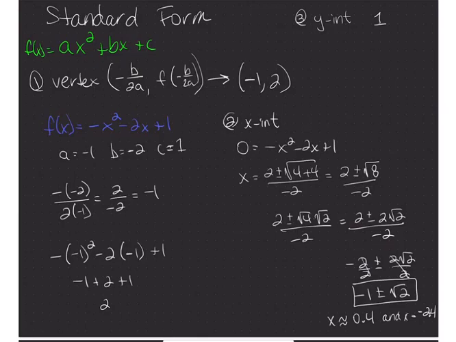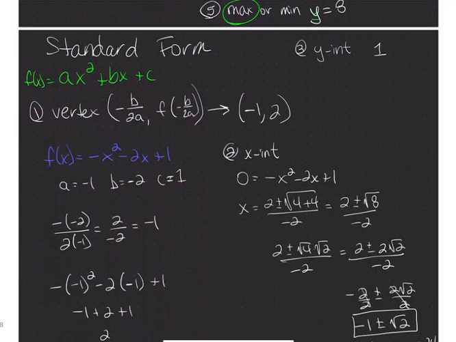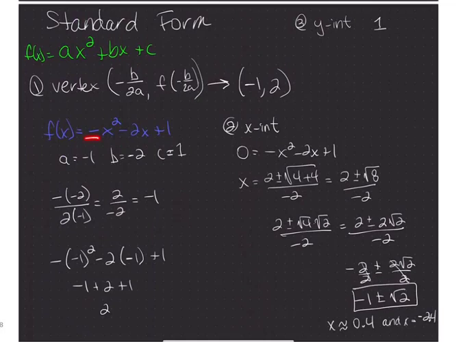What else did we have? Axis of symmetry. The axis of symmetry goes off of the x value of your vertex. Maximum or minimum. Well, if I look at this one, if the a is negative, I know it's going to be upside down, right? So I have a maximum, and that maximum value is going to be at the vertex, so the maximum value is going to be 2. And then domain and range: your domain, your x values, are going to be all real numbers. Your range is going to be from negative infinity until you get to that vertex, which is 2. So from negative infinity all the way to 2.